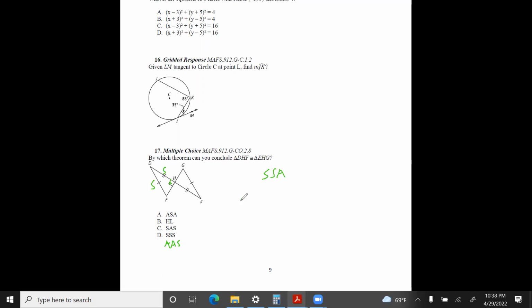However, there was an exception. HL. If we have a hypotenuse and a leg, and here we have a right triangle, so we have a hypotenuse and we have a leg, then we know that the two triangles are congruent. So B is the answer.